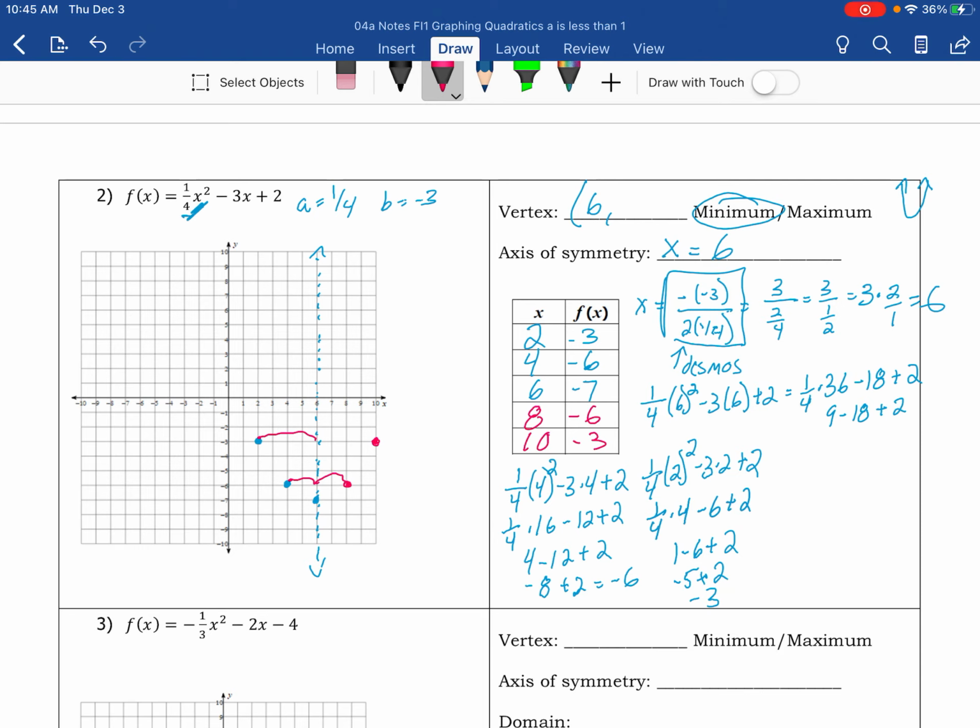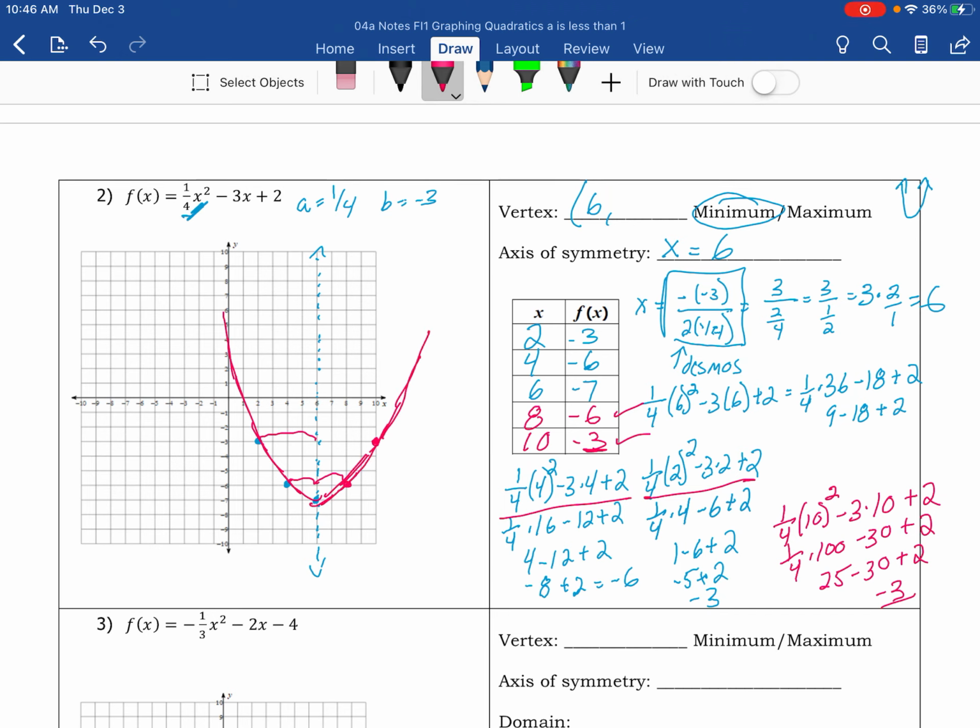I'm just going to check really quickly. I'll just check the 10 just to make sure that my answer is negative 3. So I'm just going to do 1/4 times 10 squared minus 3 times 10 plus 2. That's 1/4 times 100 minus 30 plus 2. 25 minus 30 plus 2. That's going to be negative 5 plus 2, which is indeed negative 3. So I know that this is fine. Okay, those points are going to check out. But again, if all you want to do is do 2 points and then graph the other 2 points on the other side using the axis of symmetry, you can do that as well.